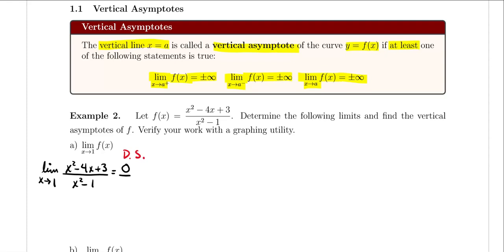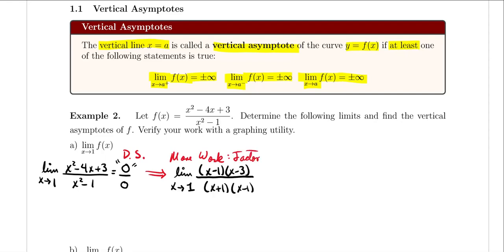But if I plug in 1 in the denominator, I'm also getting a 0. So we got 0 over 0, an indeterminate form, which, what did that mean? More work. Now, what do you think the more work in this case means? Well, you probably guessed it. We got a factor. So these are the factors that I got.